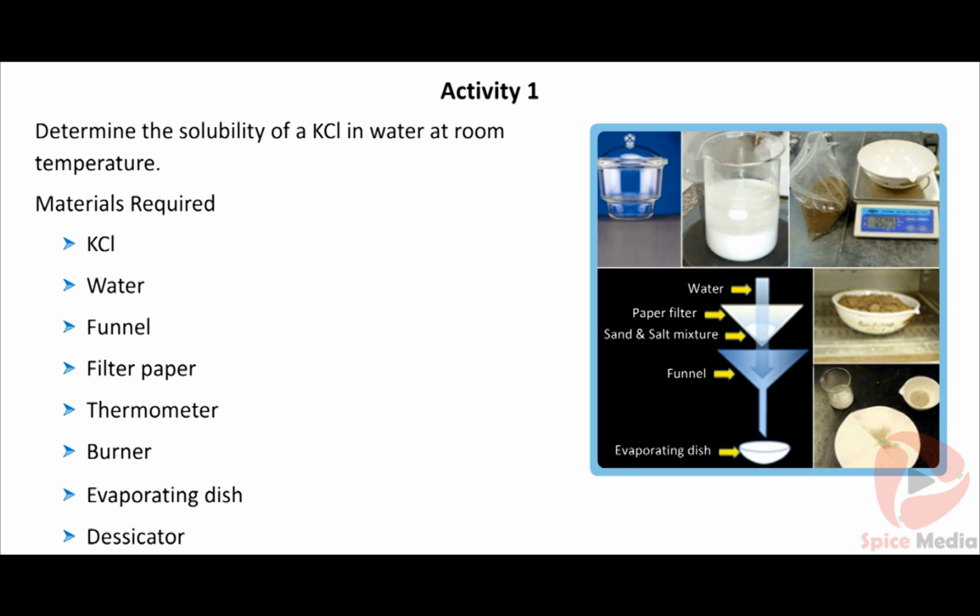Weigh the dish containing saturated solution of KCl. Find the temperature of the solution by dipping a thermometer in it. Evaporate the solution to dryness by using a low flame to avoid bumping. Allow the dish and solid to cool to room temperature. Place the dish and solid in a desiccator containing anhydrous calcium chloride. Calcium chloride is a dehydrating agent. It absorbs moisture. Weigh the dish containing dry KCl.